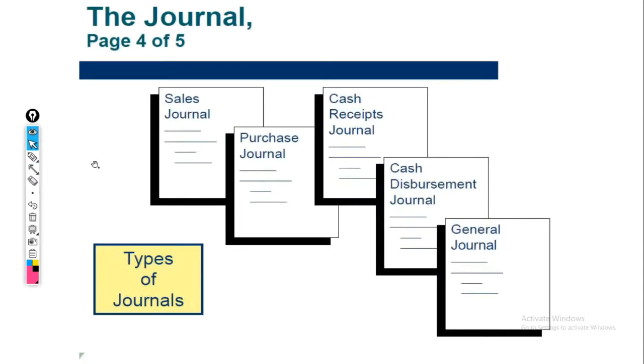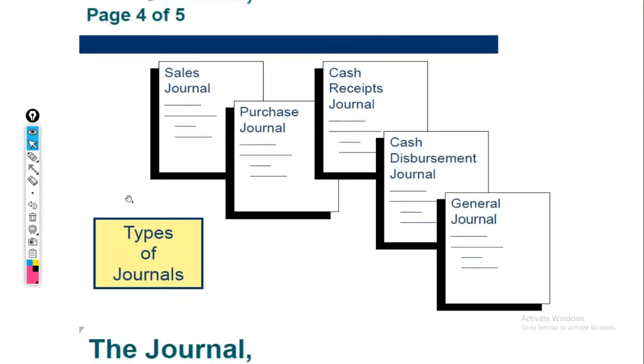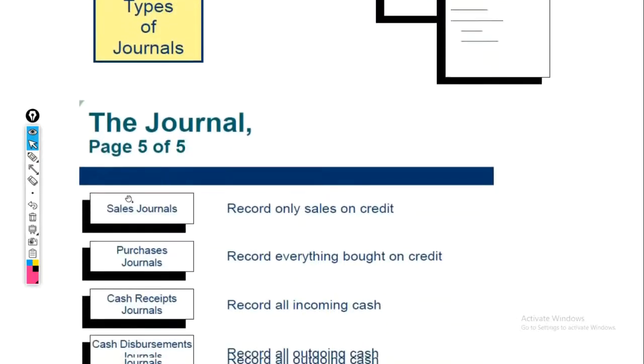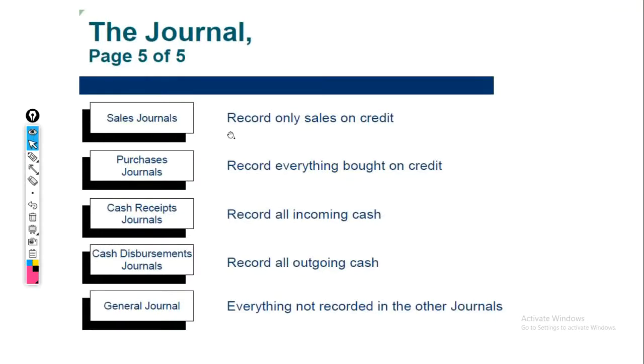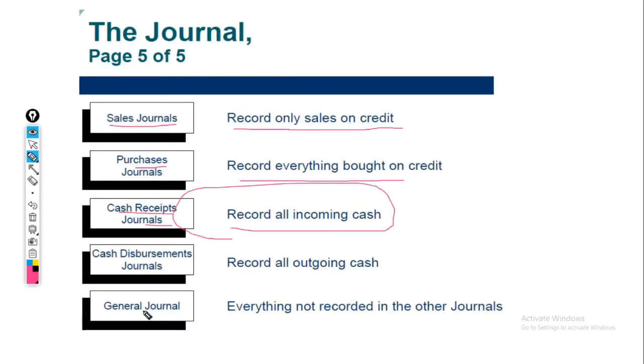So these are the types of journal books: sales journal book, purchase journal book, cash receipt journal book, general journal book. These are only some types. We can also call them subsidiary books. So this is like a sales journal which only records sales, a purchase journal which only records purchases, a cash receipt journal which only records cash, etc.